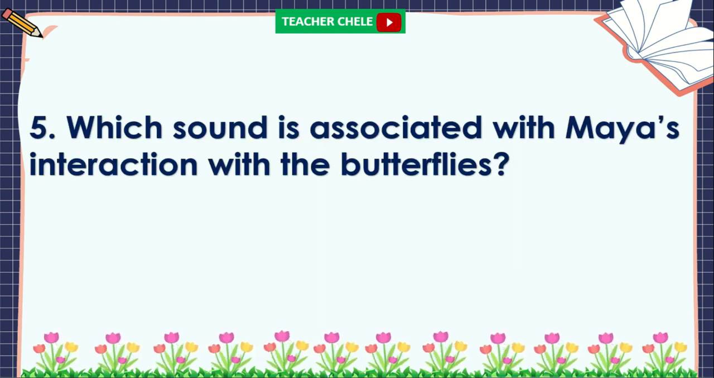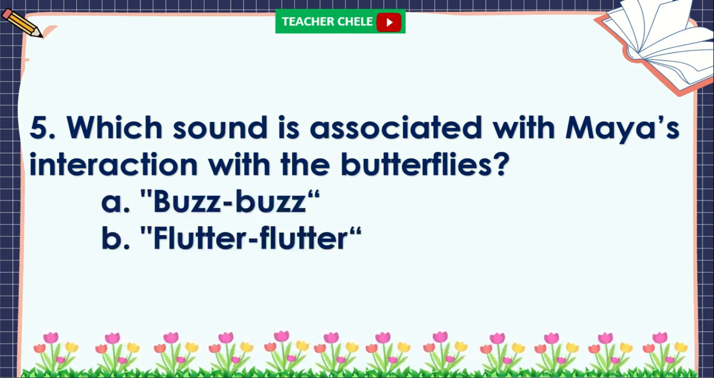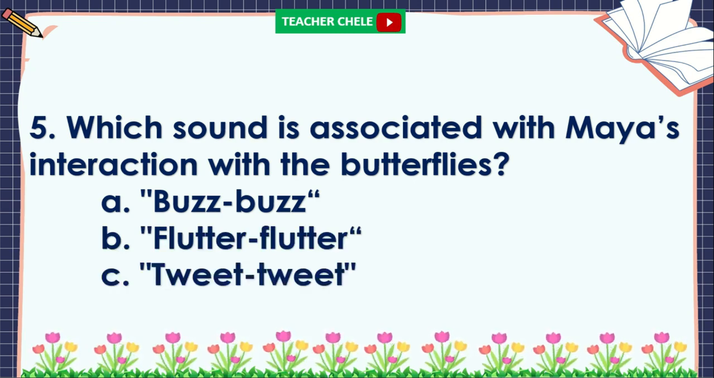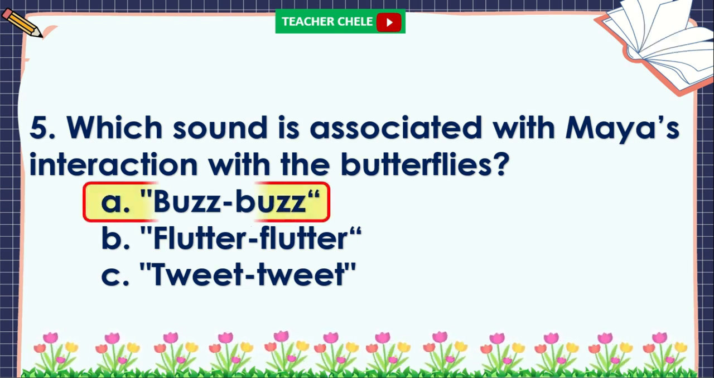Number 5. Which sound is associated with Maya's interaction with the butterflies? A. Buzz, buzz. B. Flutter, flutter. C. Tweet, tweet. You're right. The correct answer is letter A, buzz, buzz.